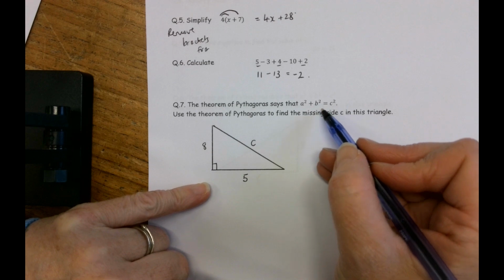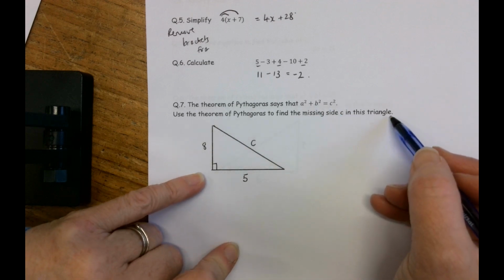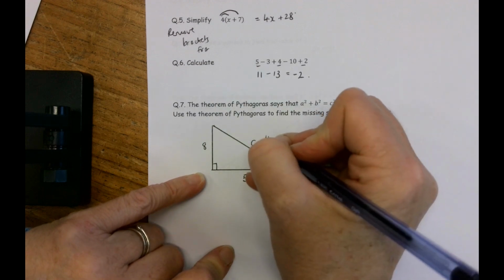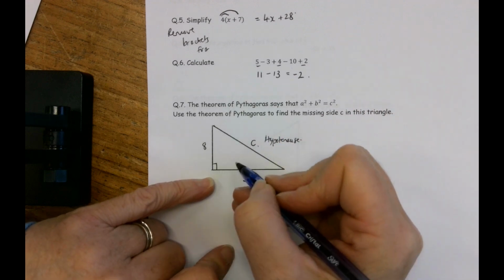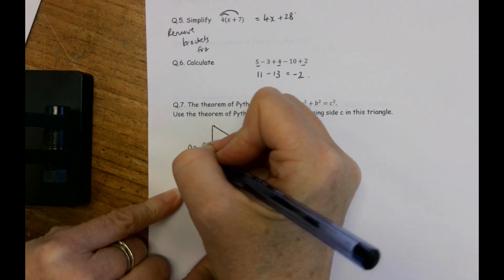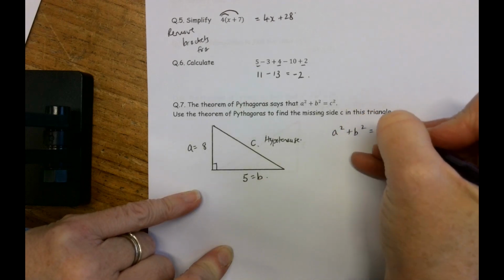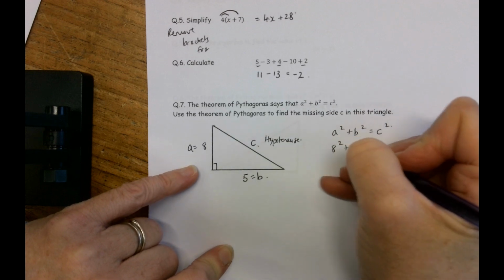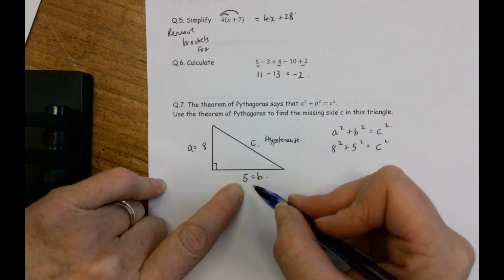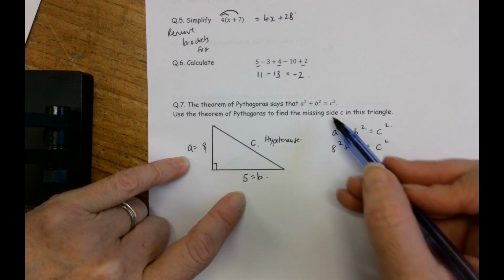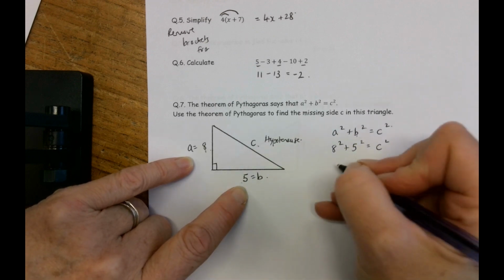The theorem of Pythagoras says that a squared plus b squared equals c squared. Use the theorem of Pythagoras to find the missing side c. So here's c, and c, of course, is the hypotenuse here, isn't it? Because it doesn't make the right angle, it's opposite the right angle. I'm going to call a 8 and b 5. So I've got a squared plus b squared equals c squared. So 8 squared plus 5 squared equals c squared. See that? Wherever I had an a, I put 8 because a was 8. Wherever I had a b, I put 5 because 5 is b.